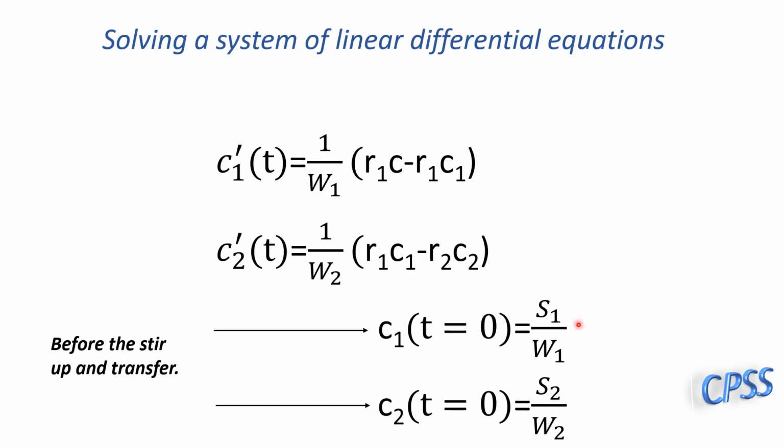We have initial conditions here: C1 at t equals 0 is equal to S1 over W1, and C2 at t equal to 0 is S2 over W2. So that is your basic model of this system.